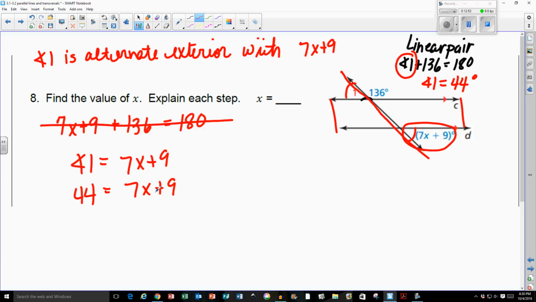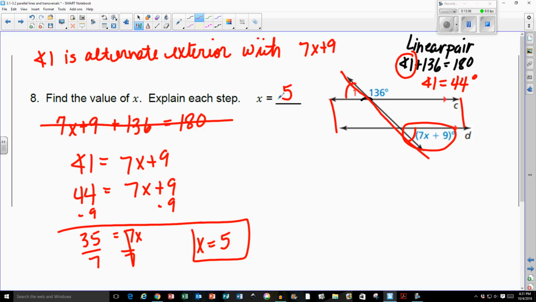So we're going to subtract 9 from both sides, and we get 35 is equal to 7x. And of course, we're going to divide by 7 here. So x is 5. So since x is 5, then we could plug it in if we needed to. All right, last one.